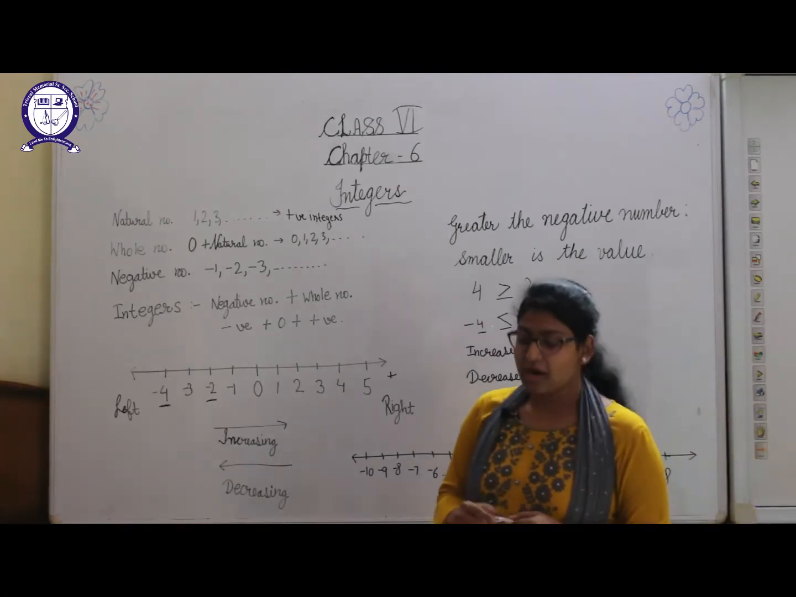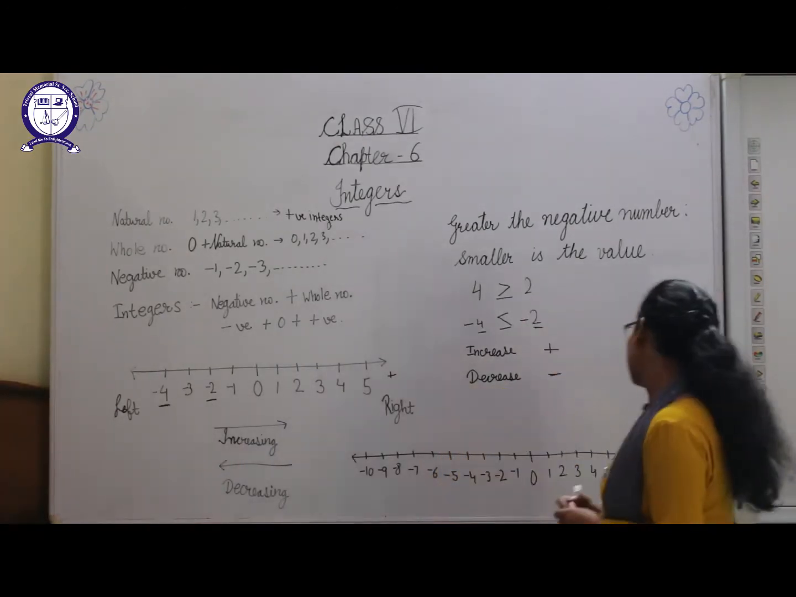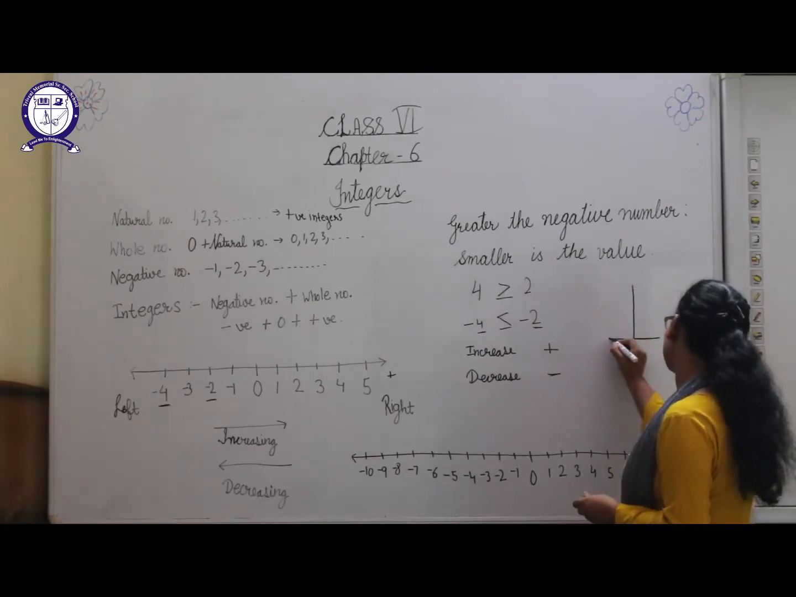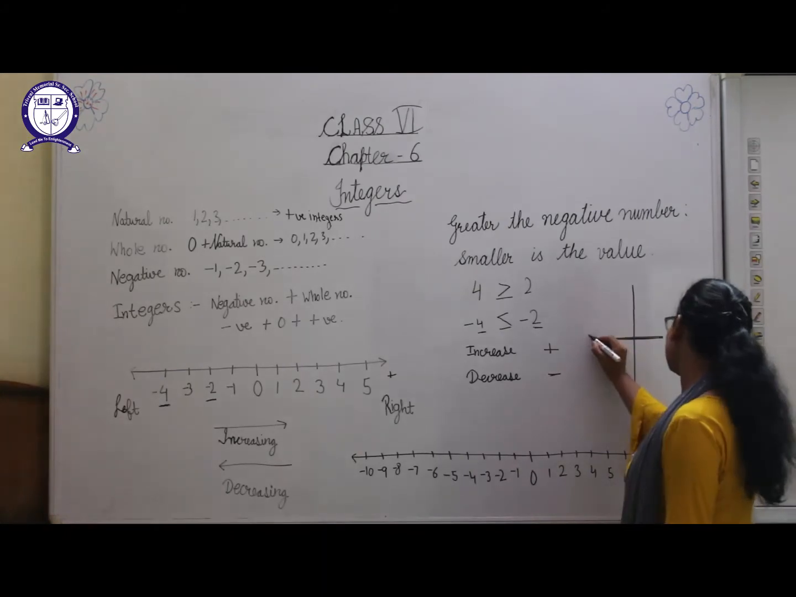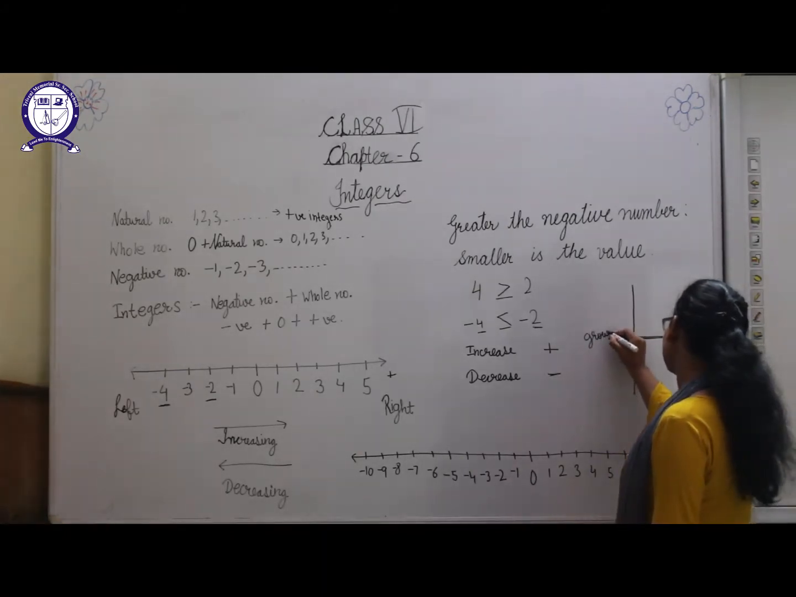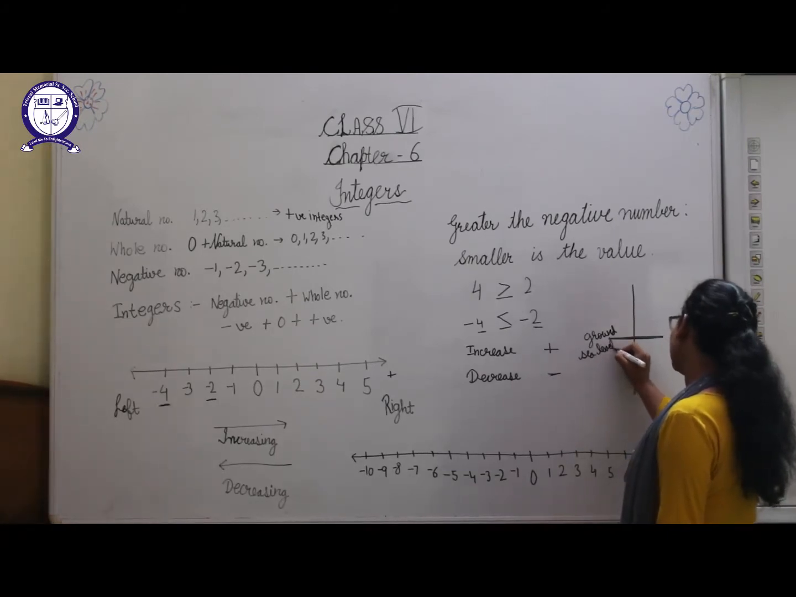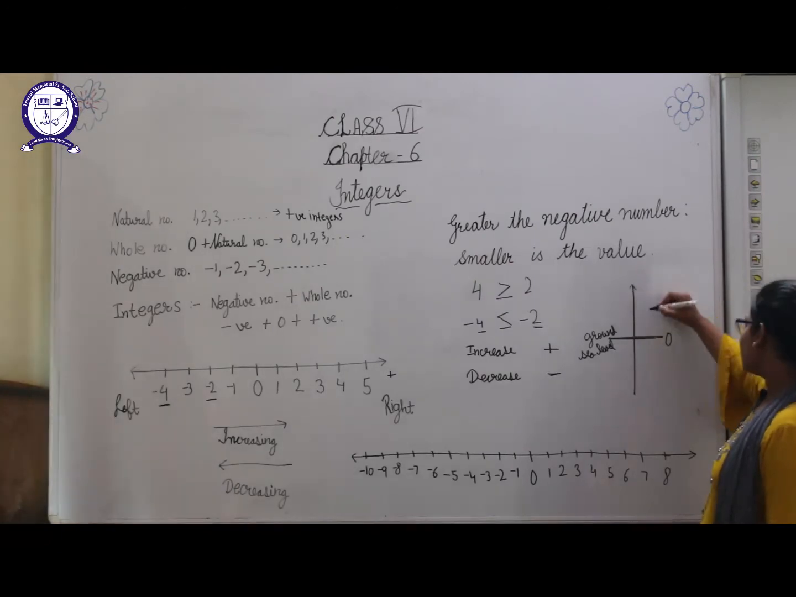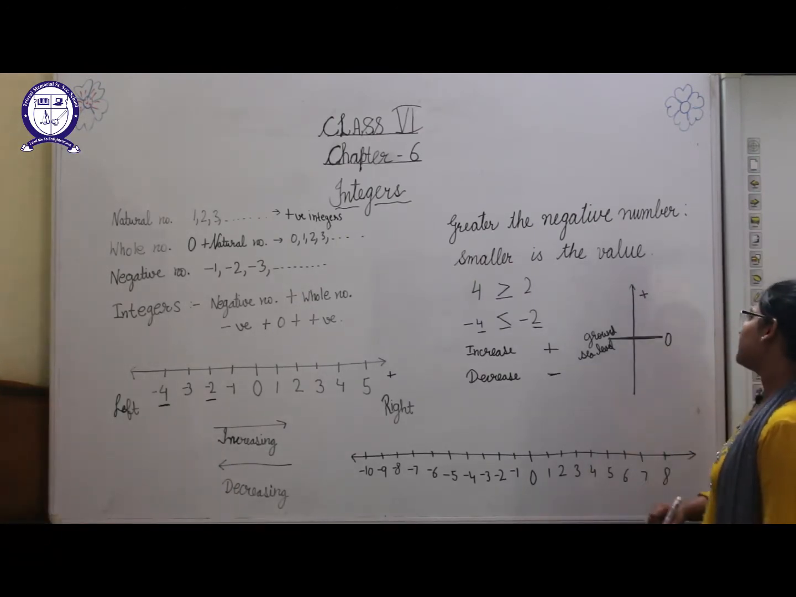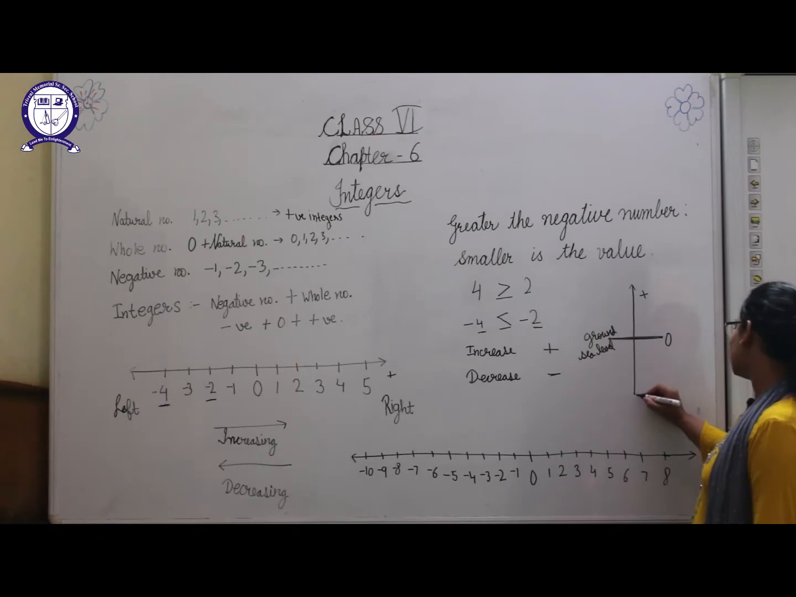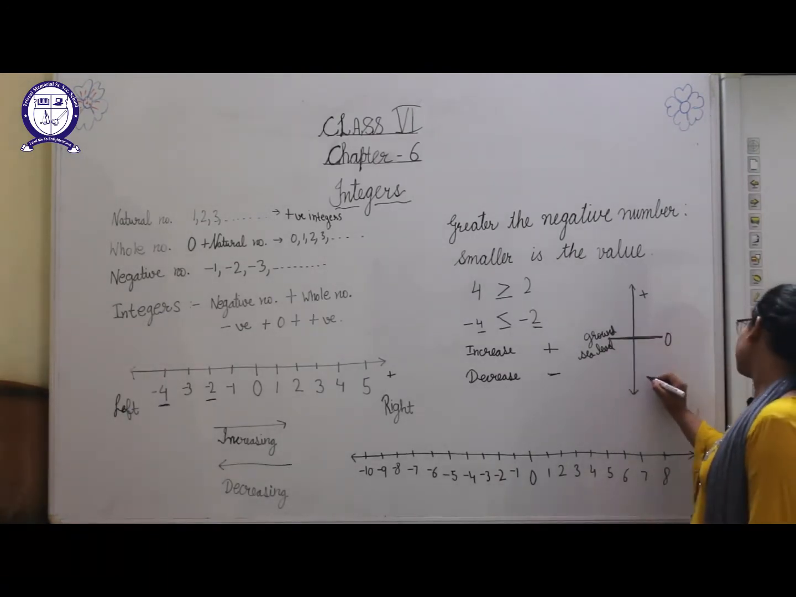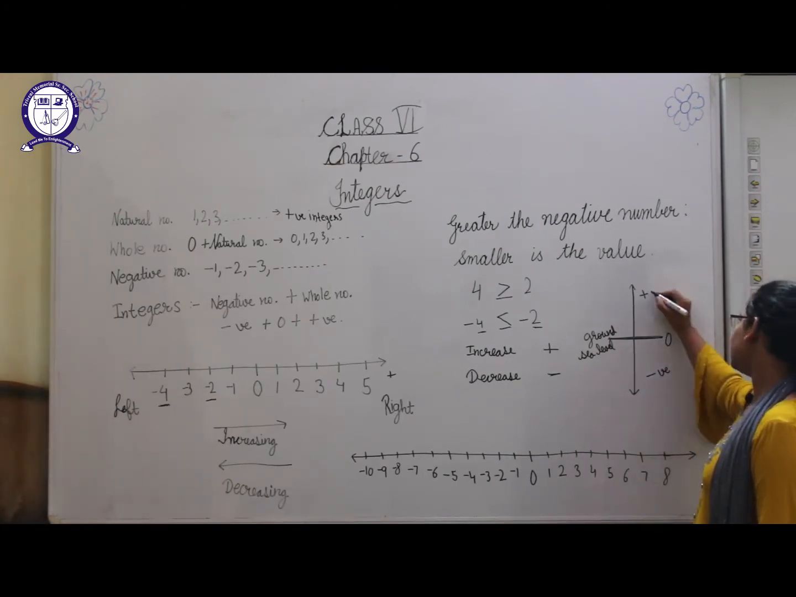Now 100 meter above sea level. Suppose this is the ground level. We will say this is the ground level, or we can say sea level, and we are representing it with 0. So above the sea level or above the ground level will be represented by positive integers, and below the ground level or below the sea level will be represented by negative integers.